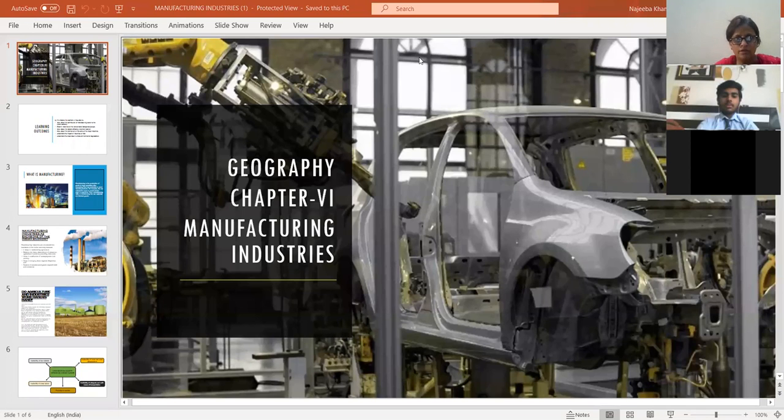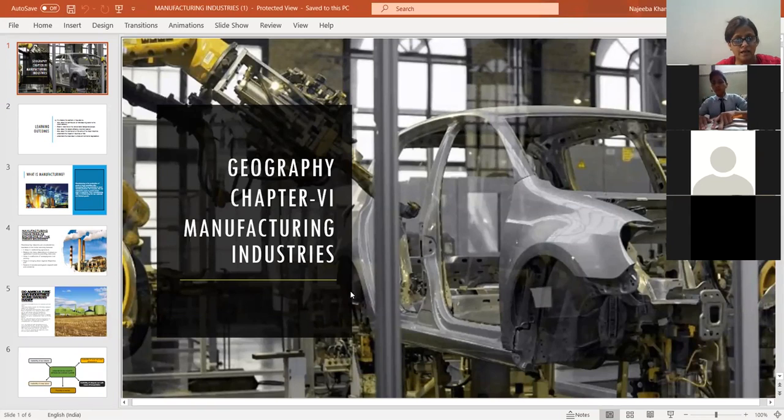Okay. So children, this is chapter 6, manufacturing industries, chapter 6 of geography, right? So manufacturing industry lies in which sector? If you remember sectors of Indian economy, we have already read there are three sectors. Out of that, it lies in the secondary sector. Very good. So it is part of the secondary sector.